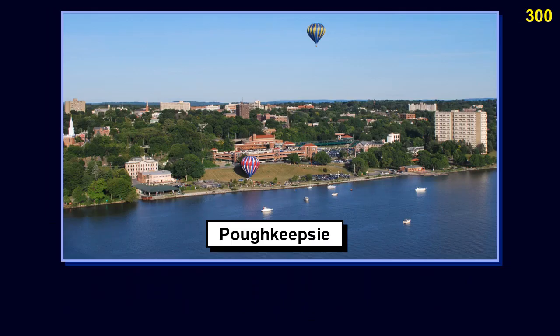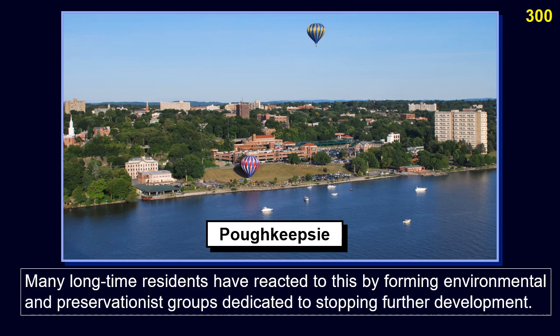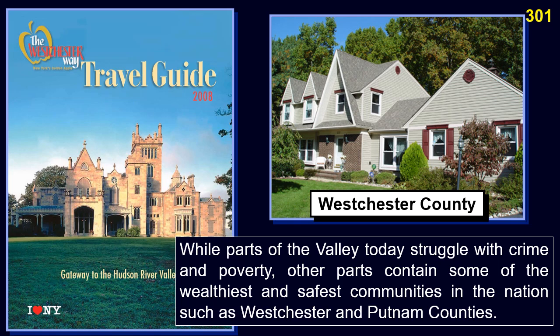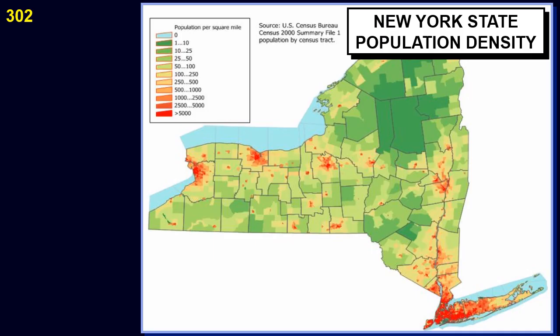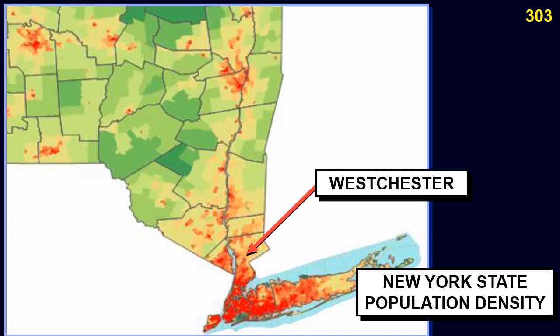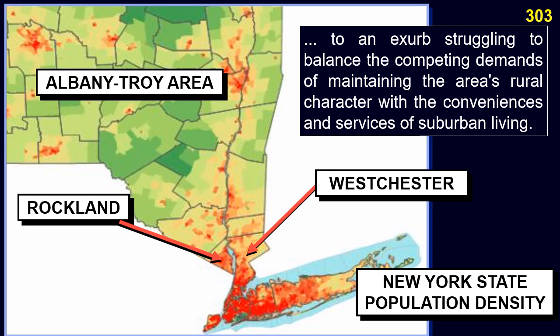Many long-time residents have reacted to this by forming environmental and preservationist groups dedicated to stopping further development. While parts of the valley today struggle with crime and poverty, other parts contain some of the wealthiest and safest communities in the nation, such as Westchester and Putnam counties. The overall effect of decreased industrialization and increased residential development has been the transformation of the region, especially in the lower and mid-Hudson Valley, to an exurb struggling to balance the competing demands of maintaining the area's rural character with the conveniences and services of suburban living.